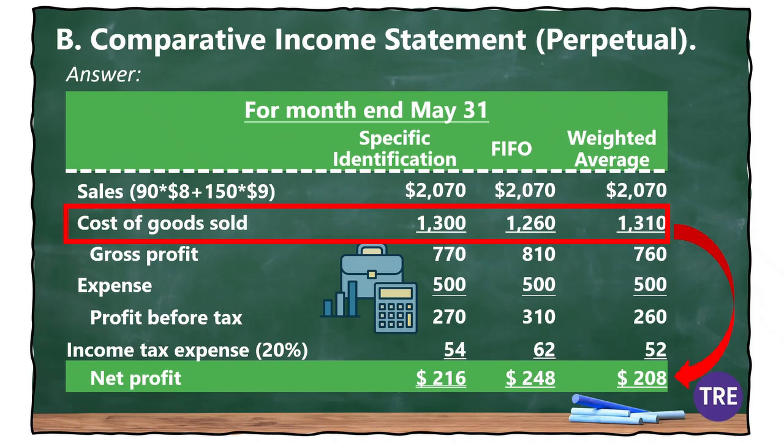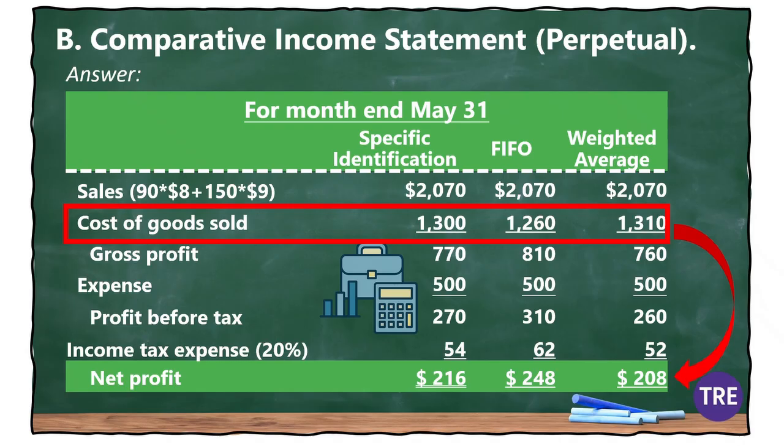Sales stay the same, $2,070, but the cost of goods sold changes. FIFO gives the lowest cost at $1,260, specific ID $1,300, and weighted average $1,310. That means FIFO reports the highest gross profit and net income, while weighted average shows the lowest.